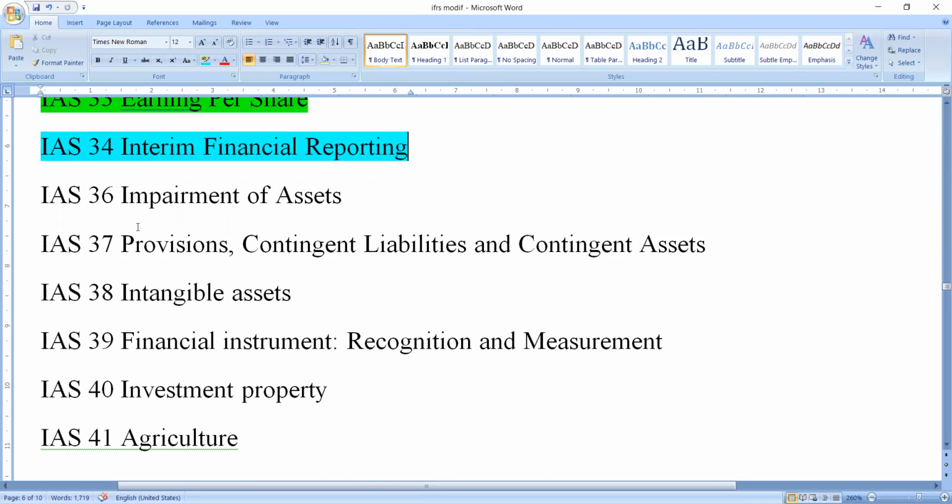International Accounting Standard 34, Interim Financial Reporting. International Accounting Standard 34, Interim Financial Reporting, is nothing but a periodical financial report.